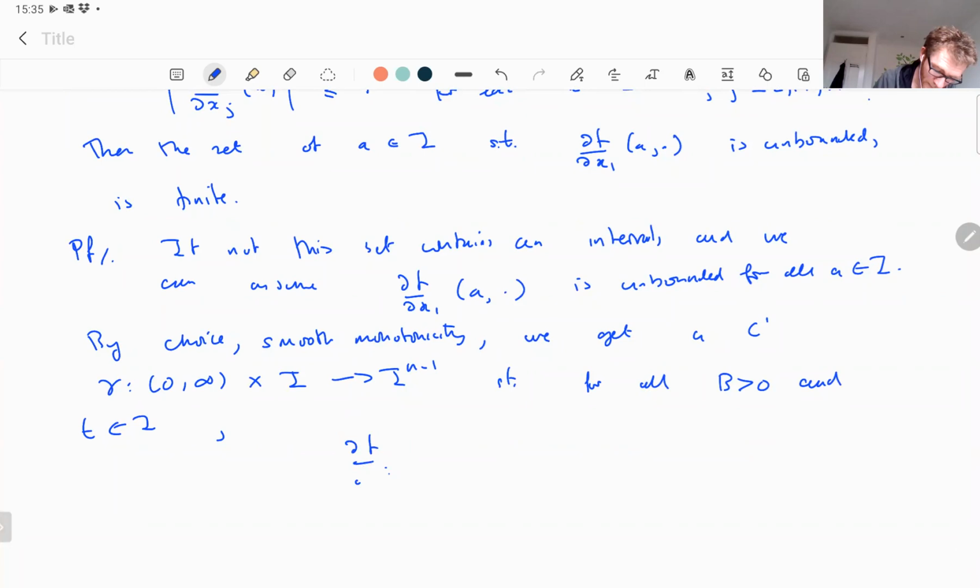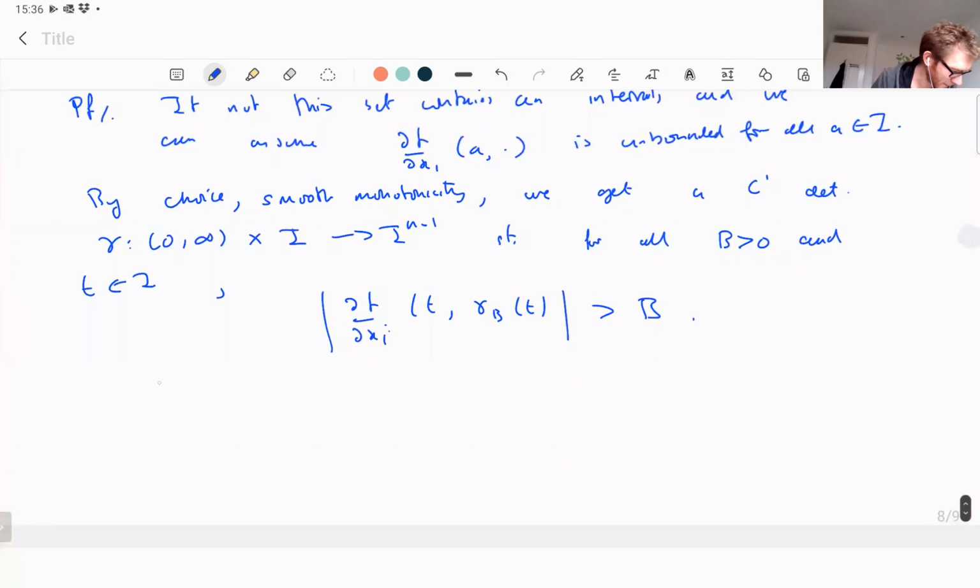df by dx1 at (t, gamma_b(t)) is bigger than b. So because this derivative is unbounded, for each b I can find this family of curves. And it's definable. So then I apply the lemma just now about the size of these intervals to each of the coordinates of gamma and to the function f(t, gamma_b(t)), a family of functions rather.